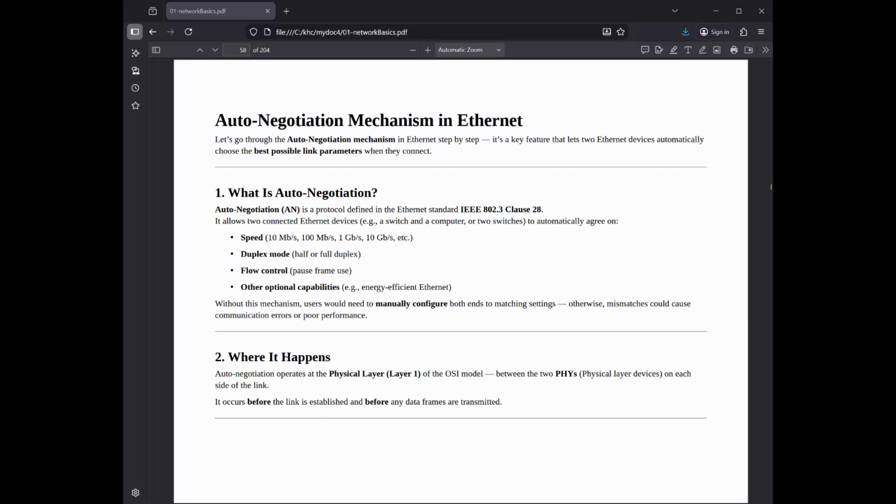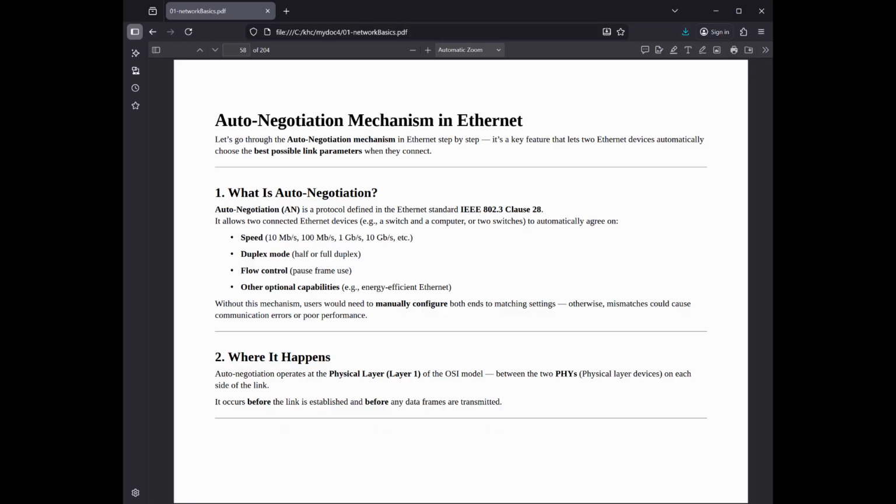Auto-negotiation. The Ethernet auto-negotiation mechanism is a physical layer protocol that allows two connected devices to automatically determine and configure the optimal link parameters for communication. This process, defined primarily in Clause 28 of the IEEE 802.3 standard, originally known as N-way, ensures the highest possible performance and compatibility between devices with differing capabilities.